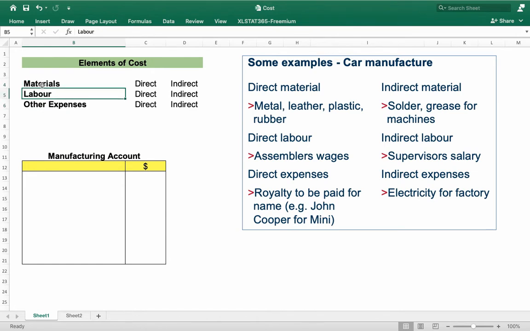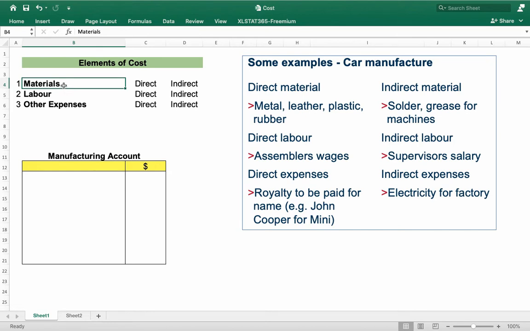Material and labor are also expenses, but we categorized them separately because they are significant in value. So that's why I gave a separate category for material and a separate category for labor. And apart from material and labor, all other expenses I put in the third category, other expenses. It means to manufacture a car, you need what first? Materials, right? Without materials, it is not possible to produce any product.